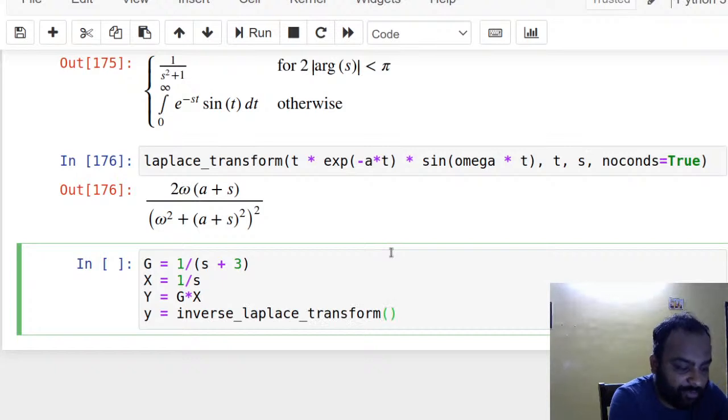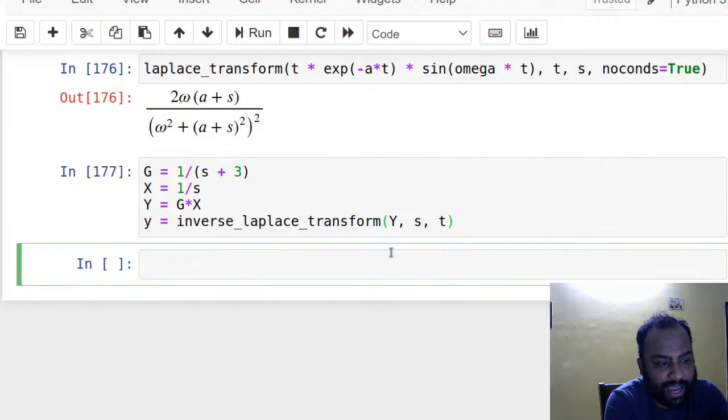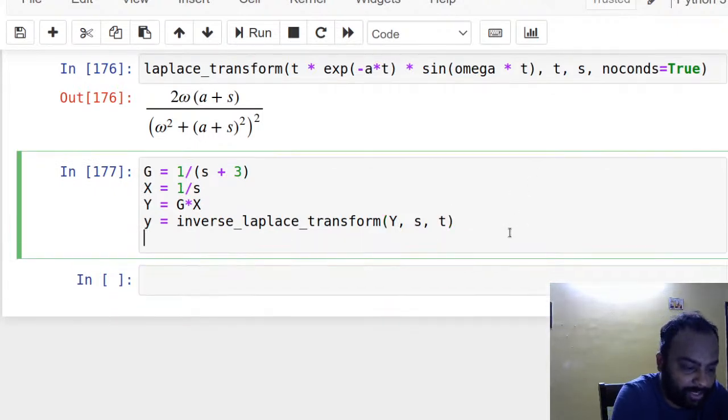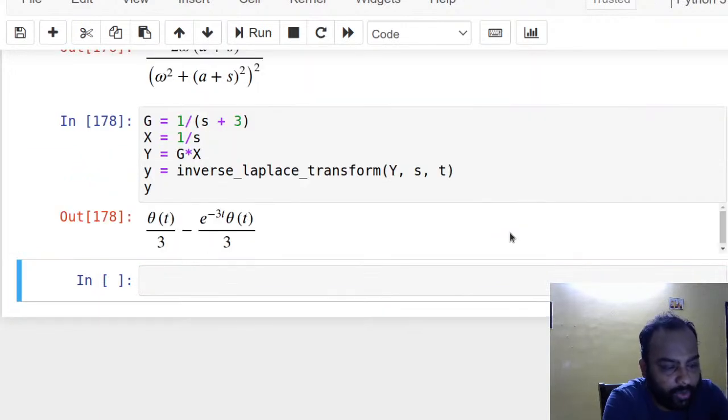So inverse Laplace transform of y, and your variable in the frequency domain is s, and you want to come back to your variable in the time domain. So let's do that. So let's print it. Okay, I did not print it, unfortunately. Let's print it. Okay, the answer is this.